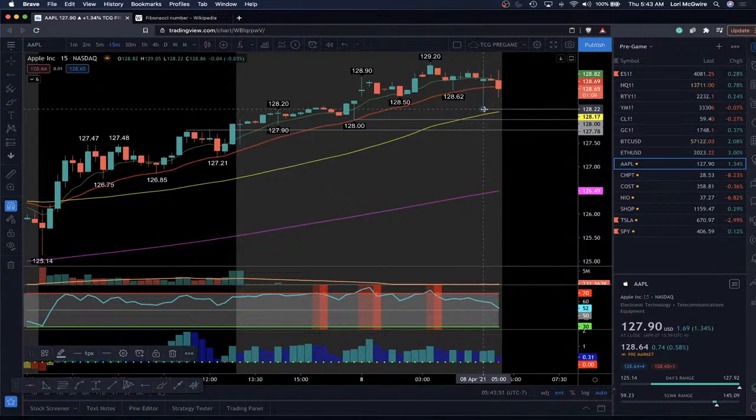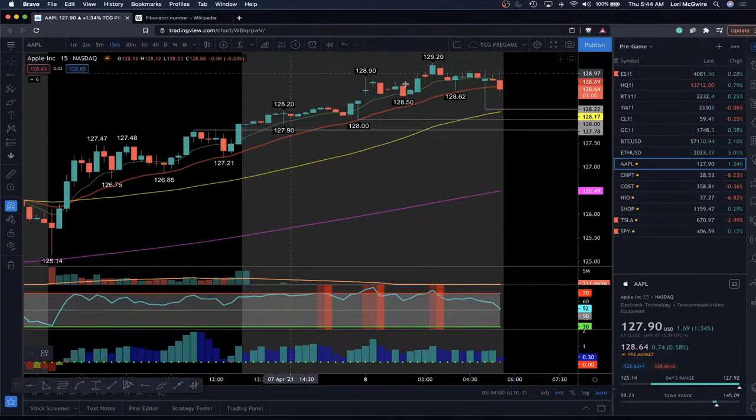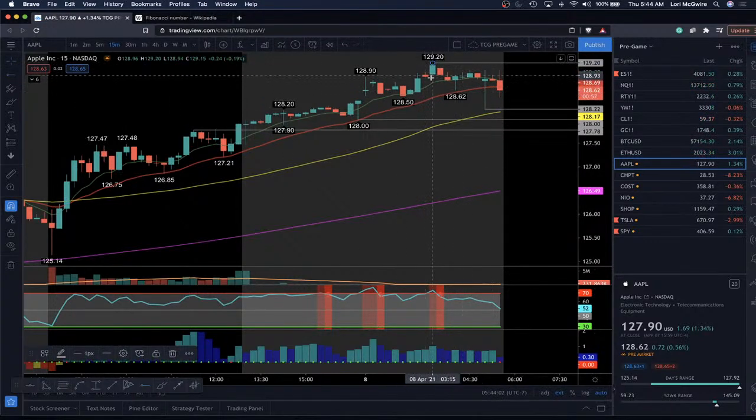128, and then we have 128.22, 128, then 127.78. 129.20 is your pre-market resistance. Watch Apple. If Apple can keep this push going, I would like to see a pullback in pre-market and then resume the upwards trend in regular trading hours.